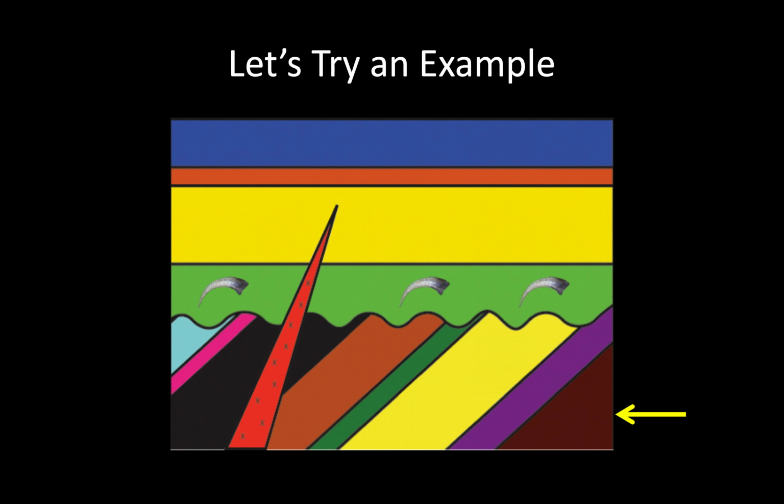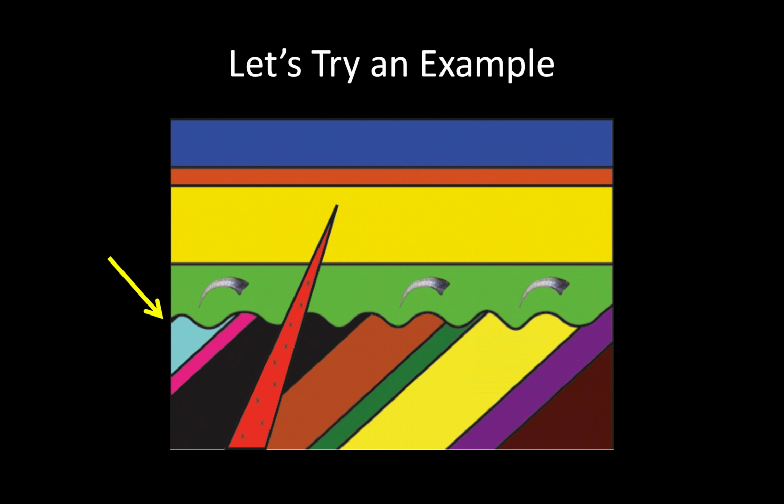All right. So our first layer here is this brown one right at the bottom, and that is due to the principle of original horizontality and due to the principle of superposition. Then we move to the purple, the yellow, the green, the brown, the black, the magenta, and the blue. Okay? So now what's the next layer? Pause the video for a sec.